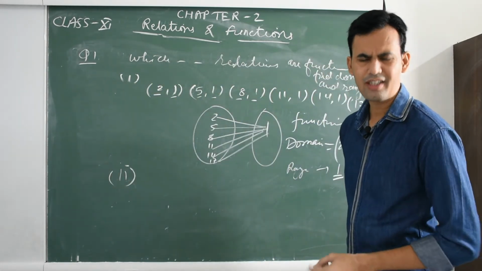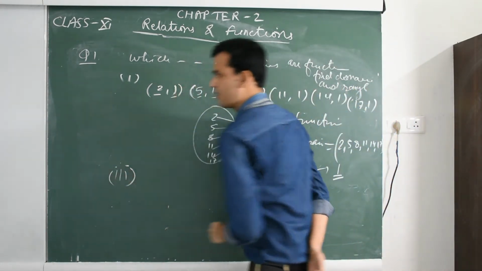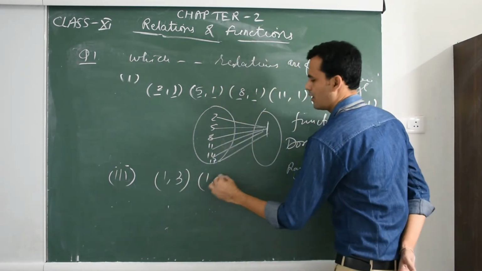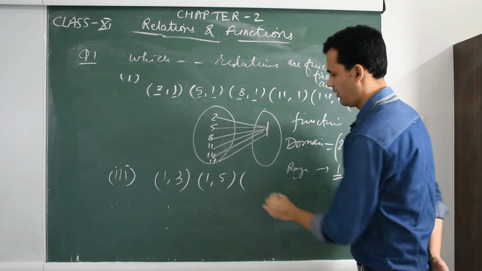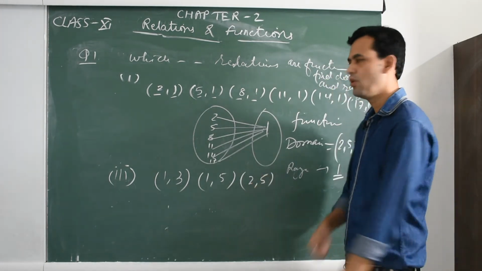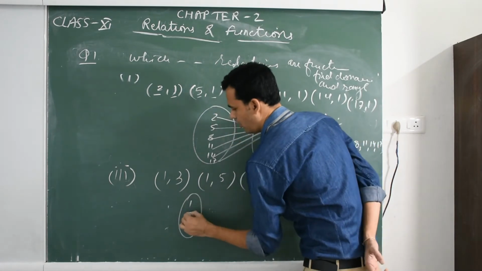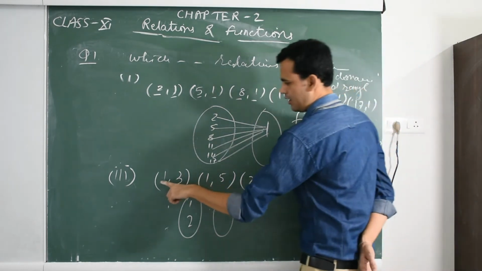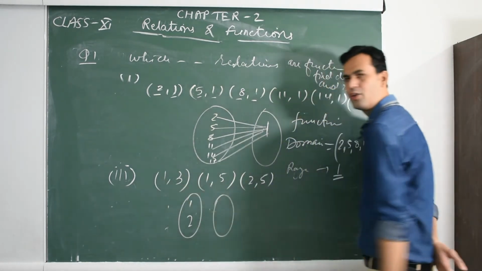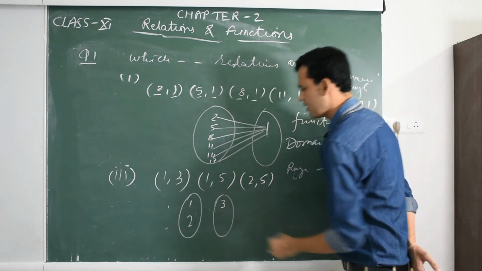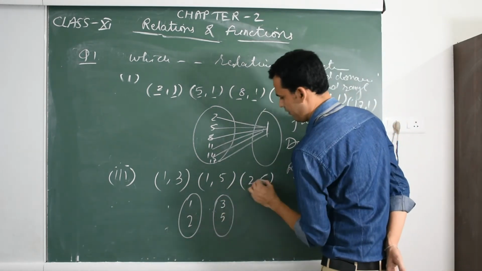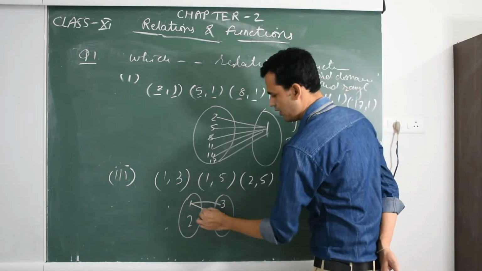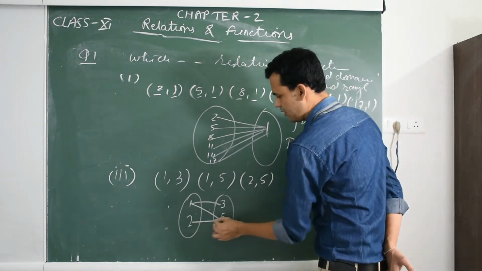is also a function. So we take the third question, which is not a function. Why is it not a function? Question is (1, 3), (1, 5) and (2, 5). Okay. So if we draw this diagram, the first elements are called domain. So 1 and 2 are domain, and range is 3 and 5. So 1 has image 3, 1 is also having image 5, 2 is having image 5.